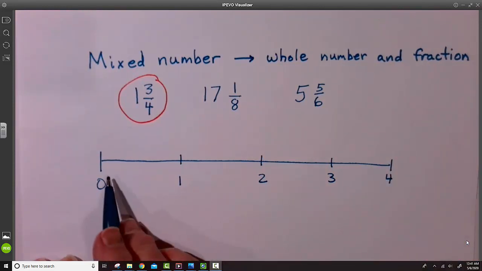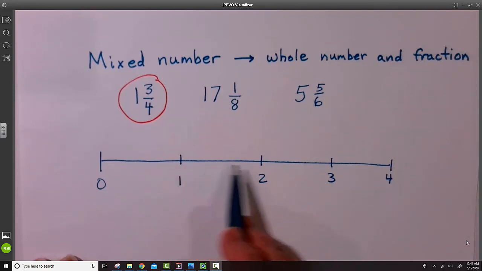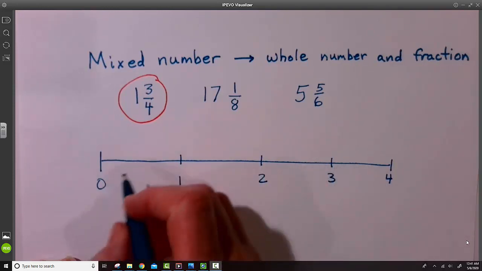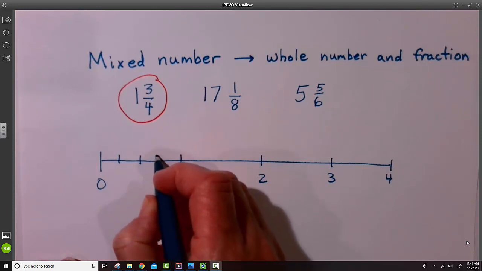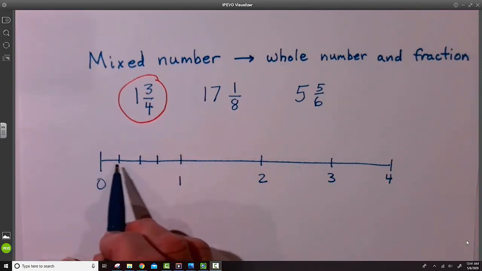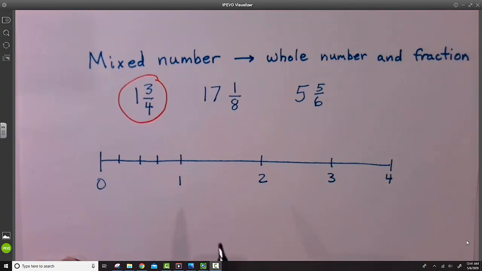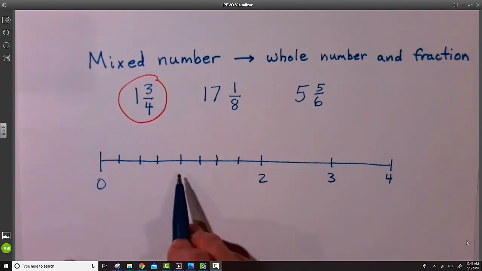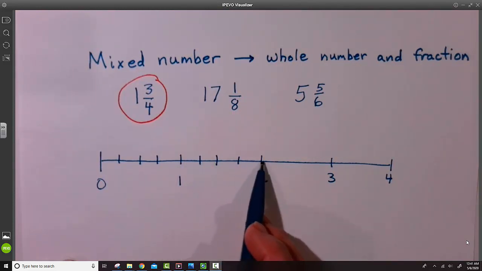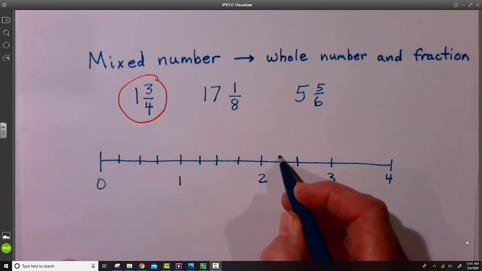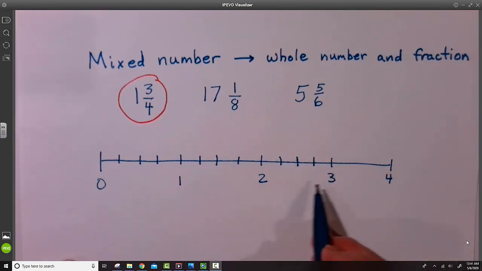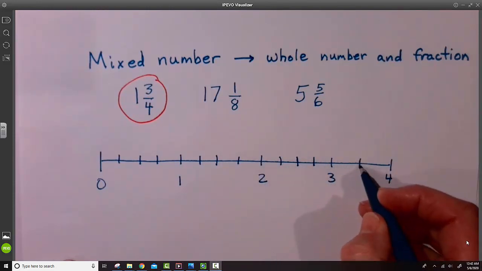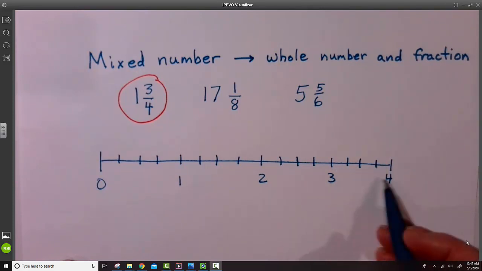Our first step is to equally divide in between the whole numbers by fourths. So there will be 4 parts, 1, 2, 3, 4, between 0 and 1. Likewise, we see 4 parts between 1 and 2. 1, 2, 3, 4. The same will hold true between 2 and 3. 1, 2, 3, 4 parts. And again between 3 and 4.